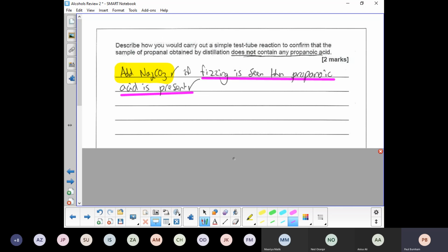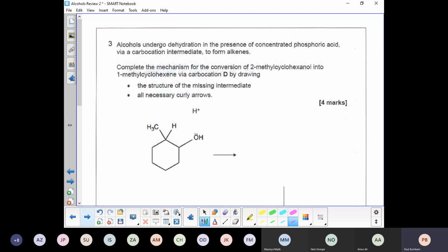Now, the final 2 questions in this pack focus on reactions, and this first one is a bit tricky. So we're going to go through this one, and I'll do it live for you as I talk about it. You can see we're talking about dehydration of alcohols. We've got our concentrated phosphoric acid, but we're going via a carbocation intermediate, and we're going to form an alkene.